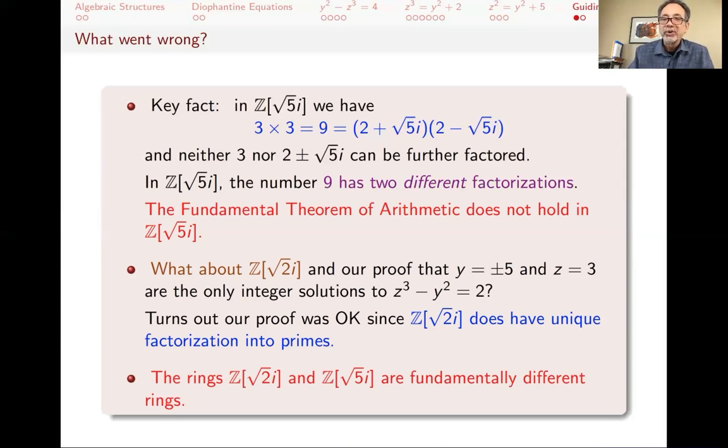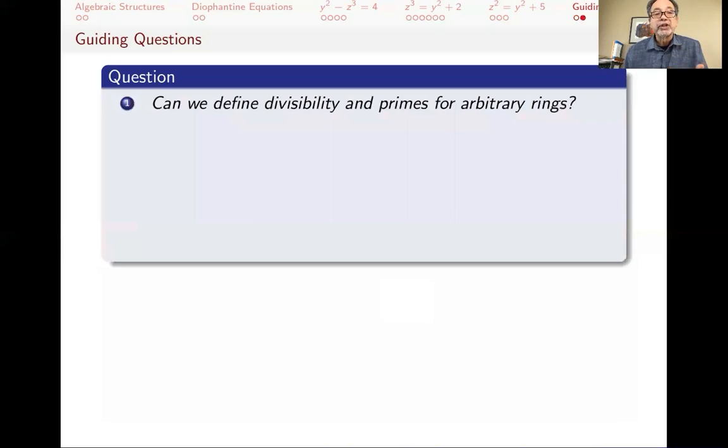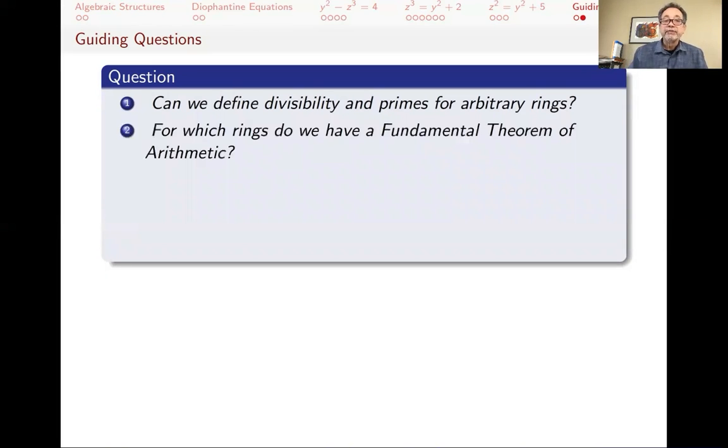And that's what we need to study in ring theory. In ring theory, we like to study Z joined square root of 5i and Z joined square root of 2i. Both of those are rings. They're places where you can add, you can multiply, you can subtract, but you can't necessarily divide. And we want to study them the way we would do number theory. So the kinds of questions we want to ask are: can we define divisibility and primes for arbitrary rings? And here I mainly mean commutative rings with identity. For which rings do we have a fundamental theorem of arithmetic? Like we have primes, and we can say that we have a unique factorization.